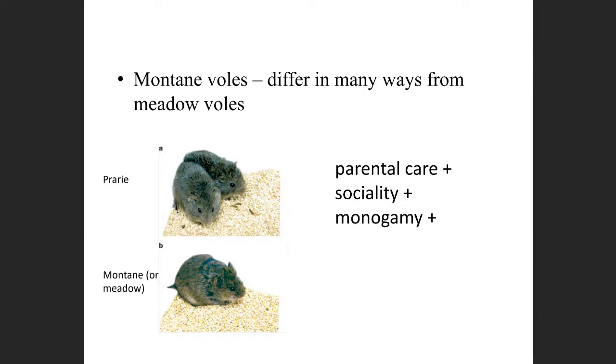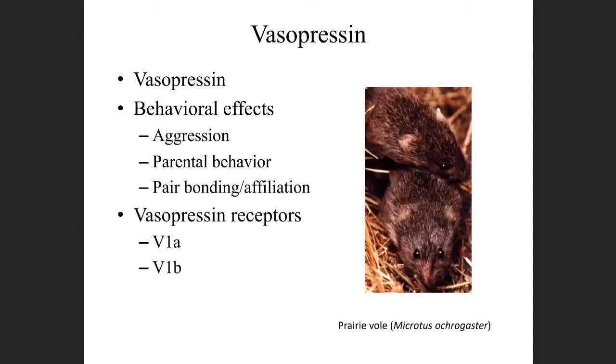Okay, so remember, prairie voles have more parental care, they are more gregarious, and they mate monogamously, at least for a season. Whereas montane meadow voles are solitary and less social. So vasopressin is a hormone that has many effects. It has many behavioral effects. It affects aggression and parental behavior, and also pair bonding and affiliativeness. So obviously a good candidate to differ between these two species.